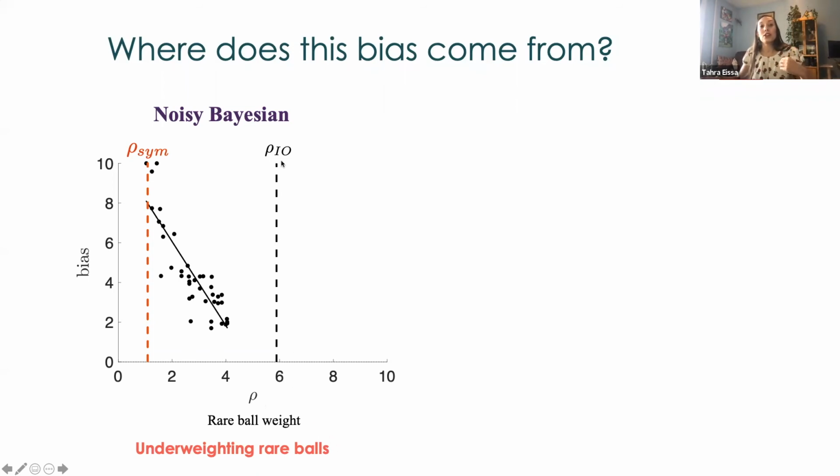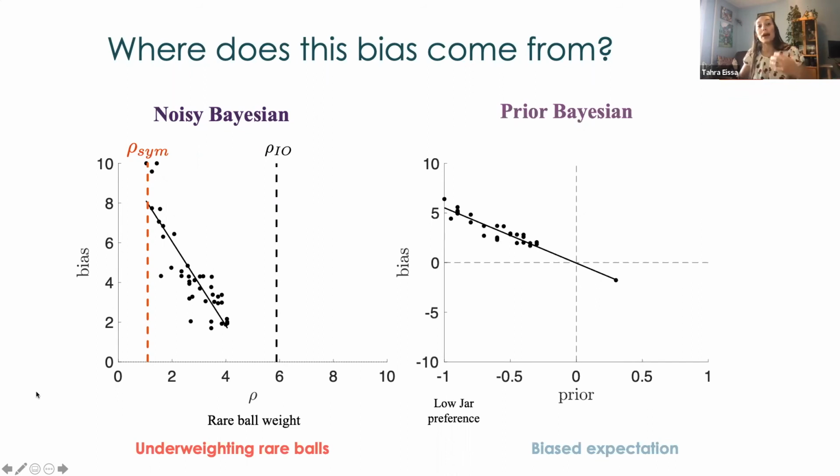Here I've plotted what the ideal observer defines as the appropriate rare ball weight in this particular case, and these are our subjects' best fit rare ball weights. We see that they are definitely trending closer towards what would happen in a symmetric case. So this describes half of it, but we also had quite a few subjects that came in with just a bias expectation, and so they showed a low jar preference from the get-go. There's more than one way that you can get these biases, but these biases are really distinct to these more Bayesian-based approaches.